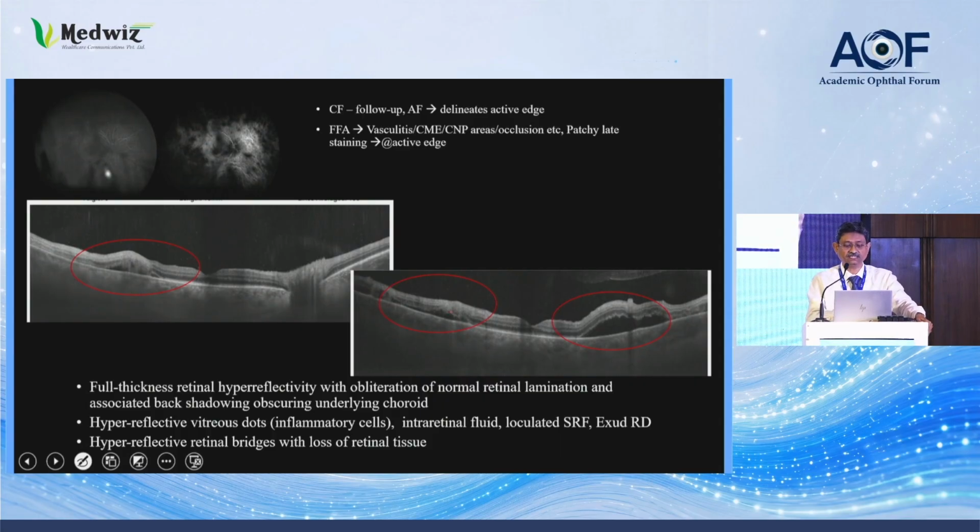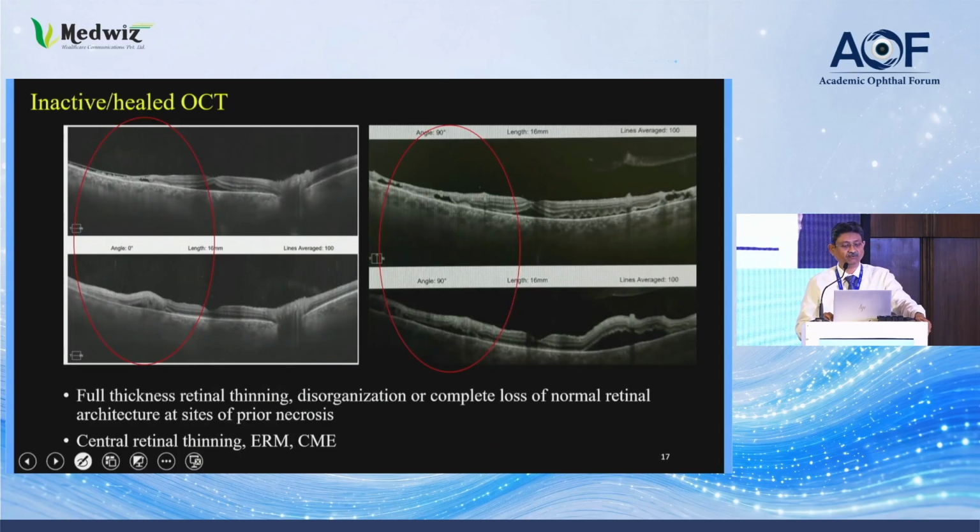You can see these areas where almost all of the retinal thickness has been involved. And in the inactive phase, in this area again, this is the initial area, and this is the area of necrosis, with completely thinned out retina with some vacuole formation from this compression.